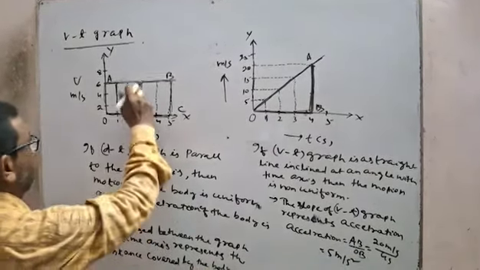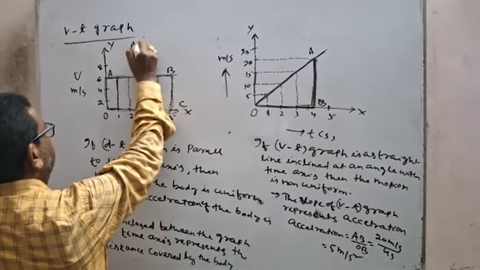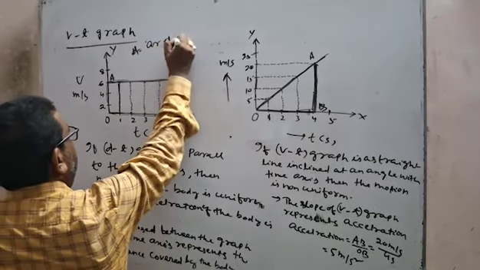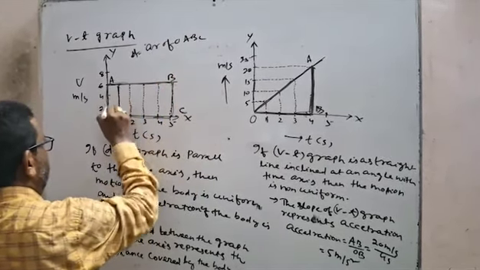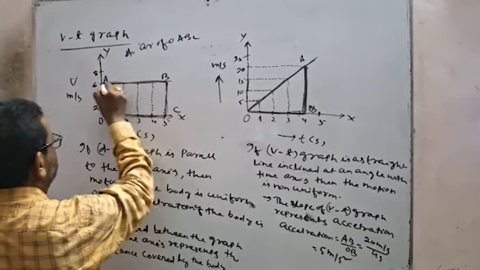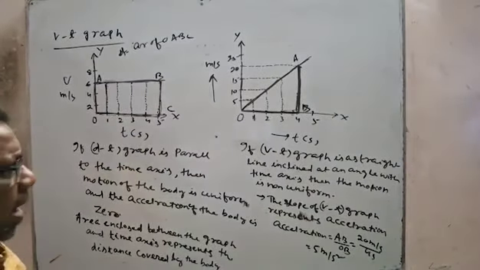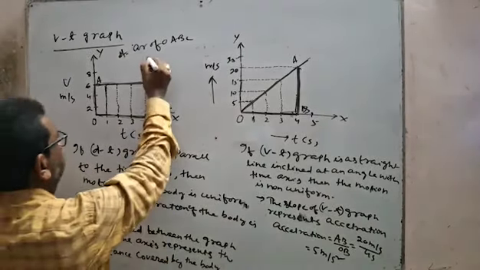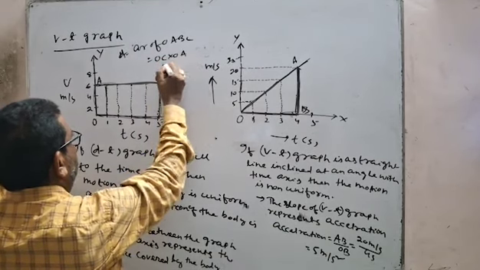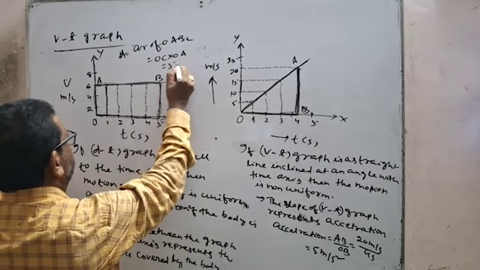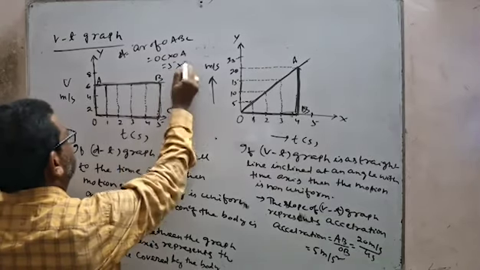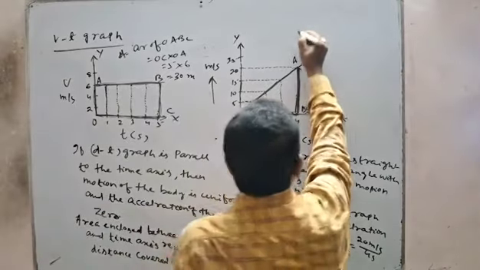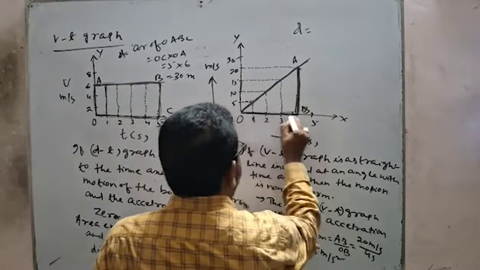Here in this graph, distance d is equal to the area of OABC, and here OABC is a rectangle. What is the area of a rectangle formula? Length into breadth, OC into OA. Length is equal to 5 and breadth is equal to 6. 30 meters.